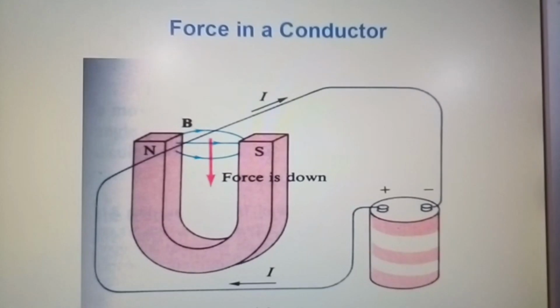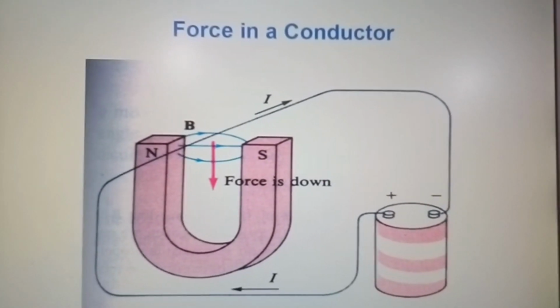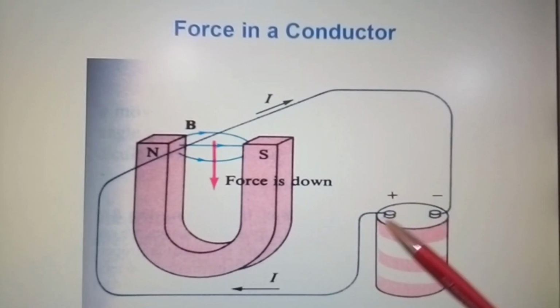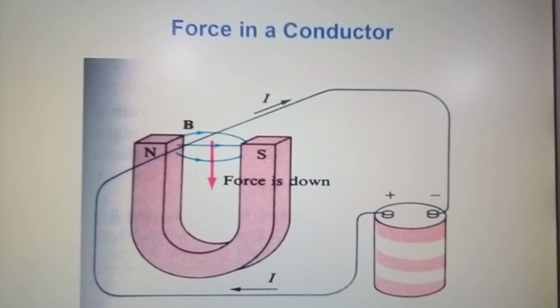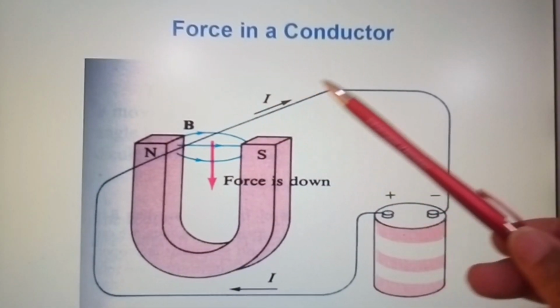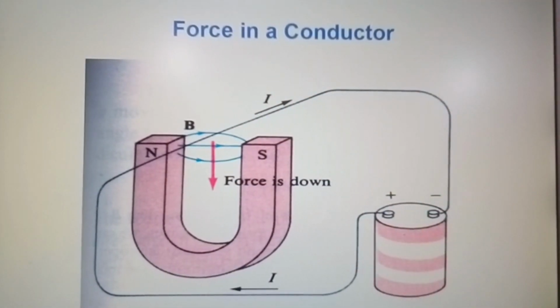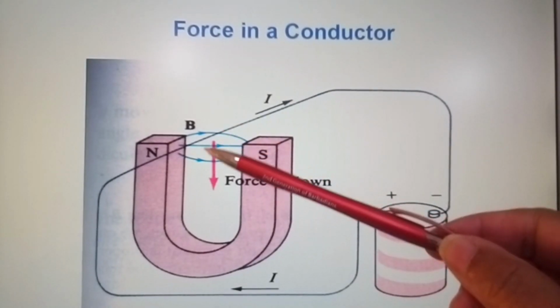And here we have force in a conductor. Now remember that here we've got to look at the polarity of the battery, and here you have the polarity of the battery going one way, so you have current flowing that way. Okay, positive to negative in the theoretical sense. And we have the force being exerted downwards.